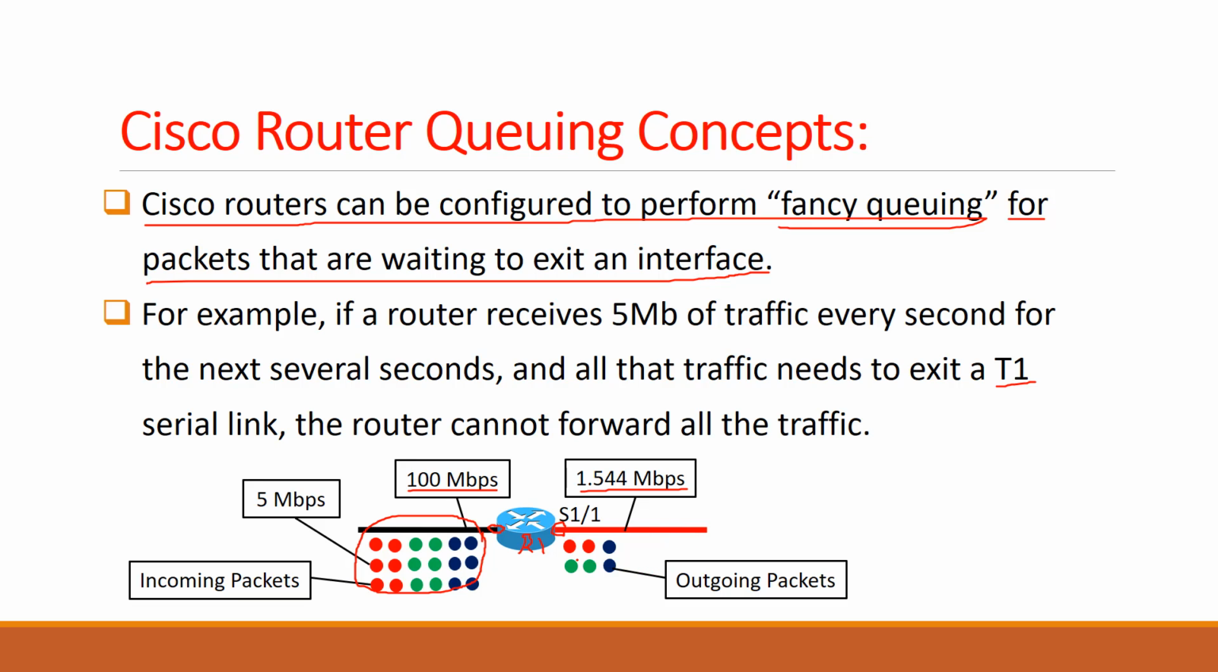So if a router receives 5 megabits of traffic every second for the next several seconds, you will have a lot of packets, and the bandwidth of the serial interface is very low. The end result is that the router will forward some packets and discard other packets. This is not a good solution because many packets will be dropped.